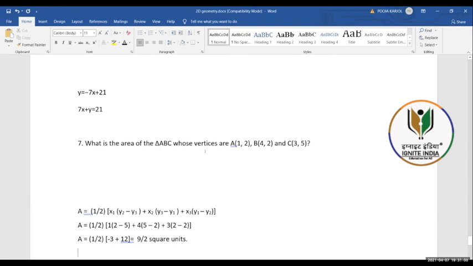What is the area of the triangle ABC whose vertices are A 1, 2, B 4, 2, C 3, 5? Okay. We'll put the formula. See, it's 1 by 2 into x1 into y2 minus y3 plus x2 into y3 minus y1 plus x3 into y1 minus y2. Okay, put it, see, x1 is 1, 2 minus 5, plus x2 is 4, 4 into 5 minus 2. Clockwise as I said, plus 3 into 2 minus 2.